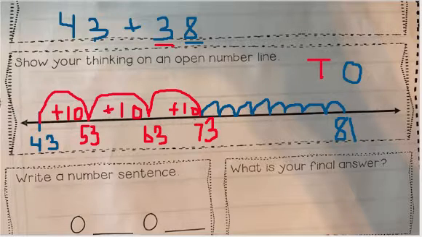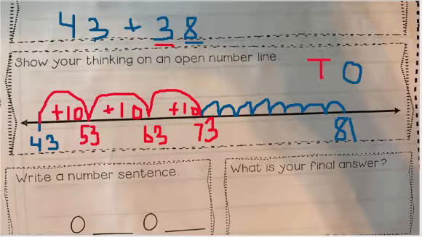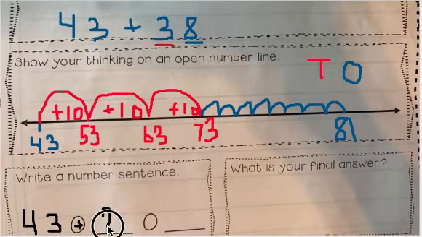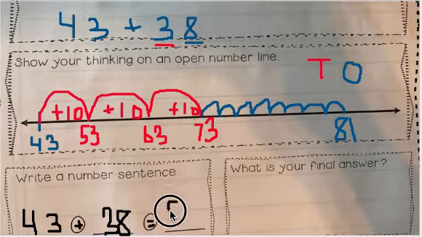So for write a number sentence, we are going to take back what we put for our equation for number 1, which was 43 plus 38 equals, and now we have our final answer. So it's not going to be equals question mark, it's going to be equal to 81.